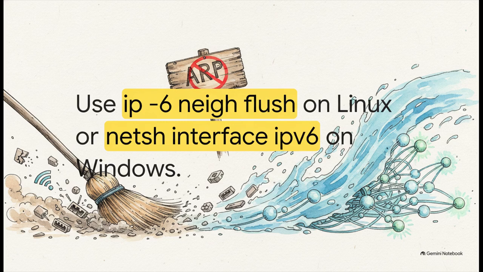Speaking of Neighbor Discovery Protocol, or NDP, remember earlier when we said you have to break old habits? Well, NDP entirely replaces ARP. So when you need to clear out stale address resolutions, you aren't clearing an ARP cache anymore, you're clearing the neighbor cache. On a Linux machine, you're going to use ip -6 neigh flush dev eth0, and over on Windows, you'll be typing netsh interface ipv6 delete neighbors. You definitely want to commit these commands to memory.